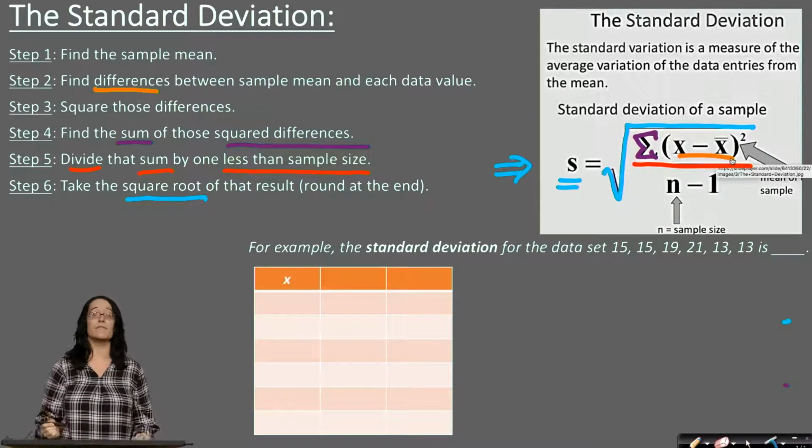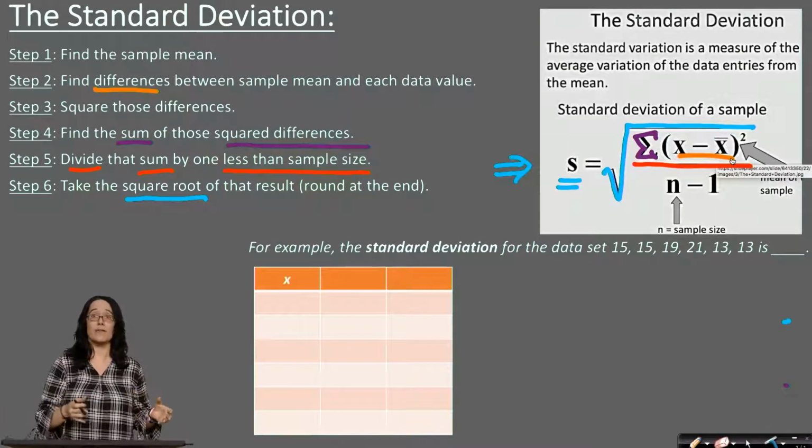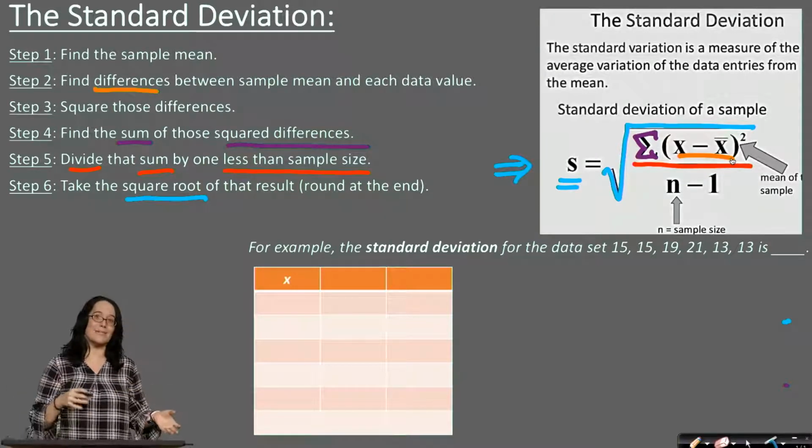We're talking about the differences between each x value and the actual x bar. What is x bar again? It was our sample mean, that's right. So we need to find our mean for our sample, and then we need to find out how far apart every data value is from that mean. When we do that, sometimes we get negatives and sometimes we get positives.